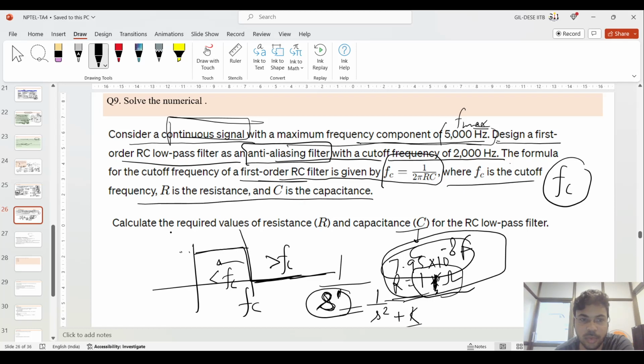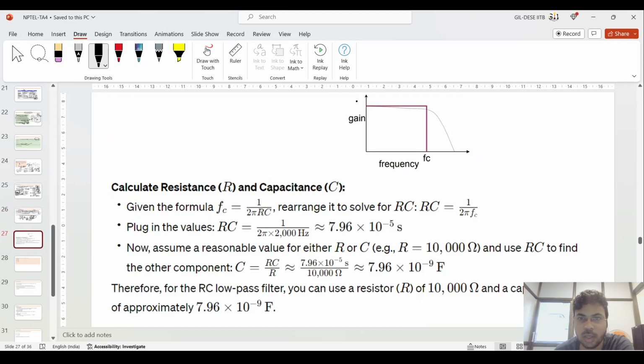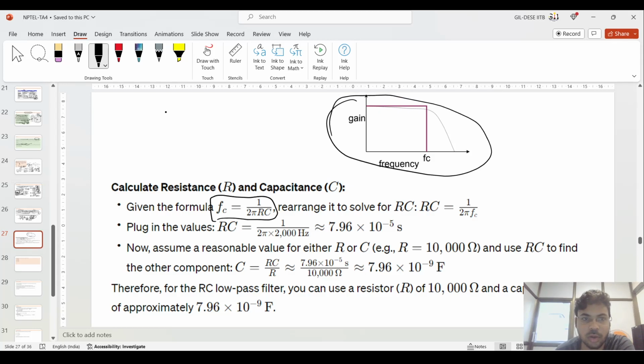A first order RC filter is given by Fc is equal to 1 upon 2 pi RC, where Fc is the cutoff frequency, R is the resistance, and C is the capacitance. You have to find out R and C. Here the cutoff frequency is already given as 2000 Hz. Come to this gain and frequency plot which I have shown you. If you see this, Fc is equal to 1 upon 2 pi RC. How have you solved this? This is R and this is C. This is the first order RC circuit.